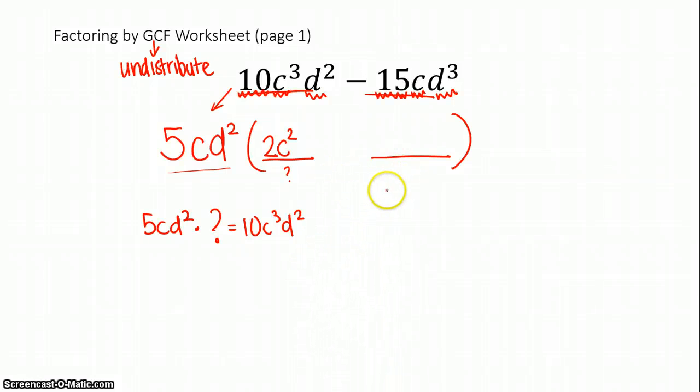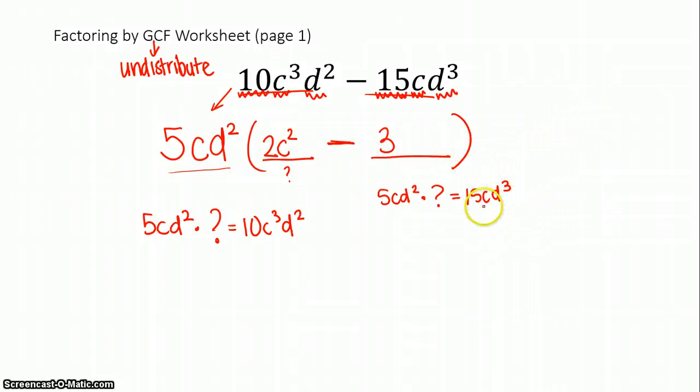For the second space here, I want to think again, you're just undistributing. 5c d squared times what is going to get me to 15c d to the third. So this is going to be a minus sign because we want to get back to minus 15. So that's going to be a 3 to get back to the 15.